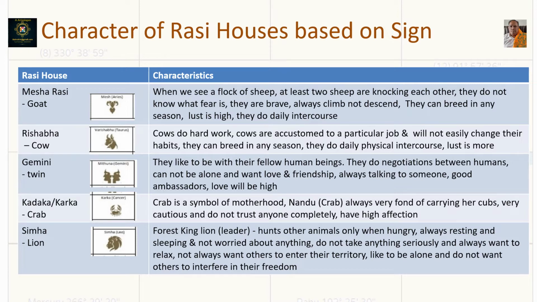king of the forest. So the lion hunts animals only when hungry, and the remaining time it is resting and sleeping, and not worried about anything, and does not take anything seriously. If something happens, it leaves it. It does not take anything seriously, and always wants to relax. It does not want others to enter its territory. If somebody comes into that territory, then it will become angry. So they always like to be alone and do not want others to interfere in their freedom. So this is an important thing for Simha Rasi.